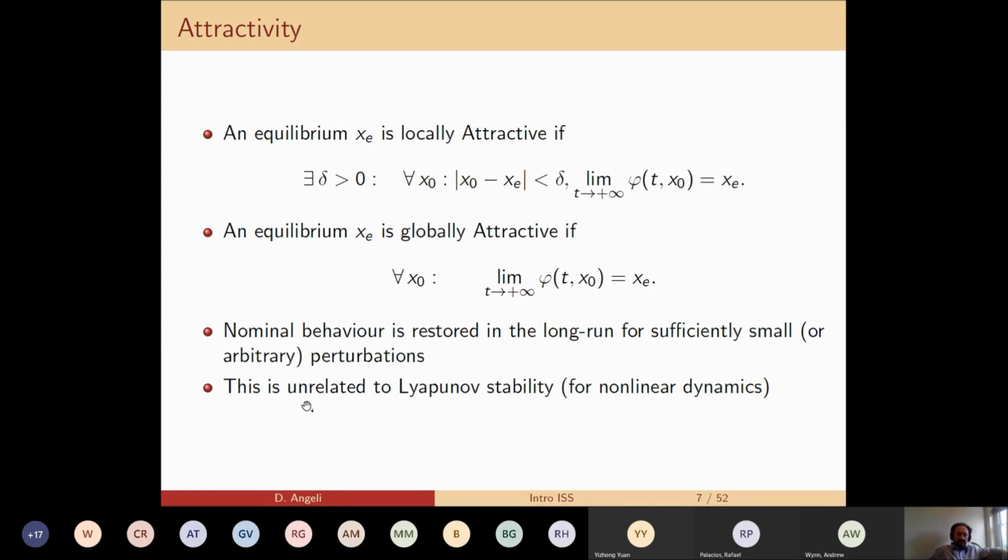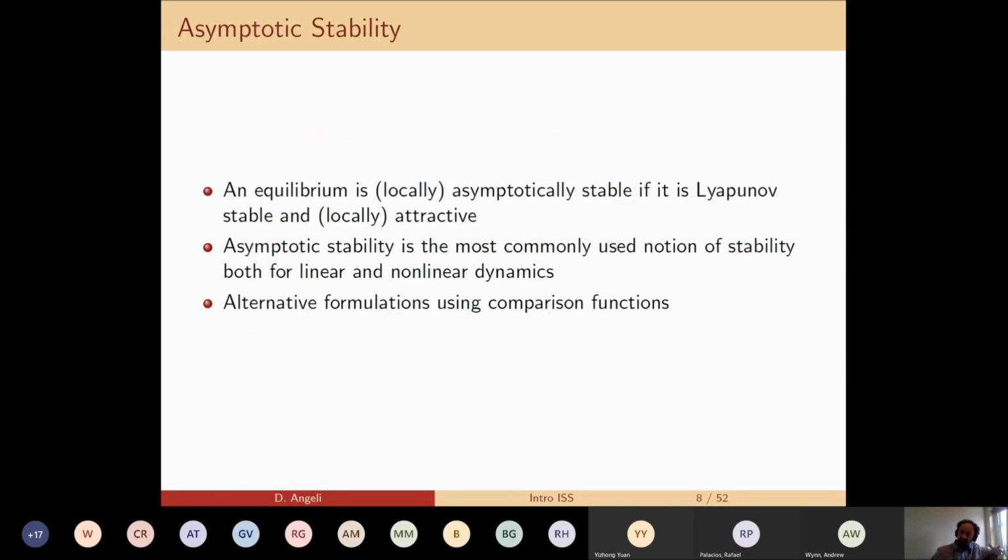Notice that this property is in fact unrelated to Lyapunov stability for nonlinear dynamics, in the sense that it's possible to build examples of equilibria of dynamical systems which enjoy, for instance, attractivity but do not enjoy Lyapunov stability, and vice versa. So they're really two independent concepts, but together, they are used as a very common notion of stability for equilibria. In fact, there is a special name for an equilibrium that enjoys both, and it's called asymptotically stable. So an equilibrium is asymptotically stable if it is Lyapunov stable and attractive.